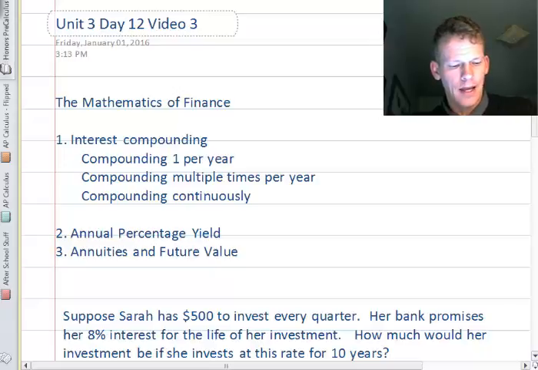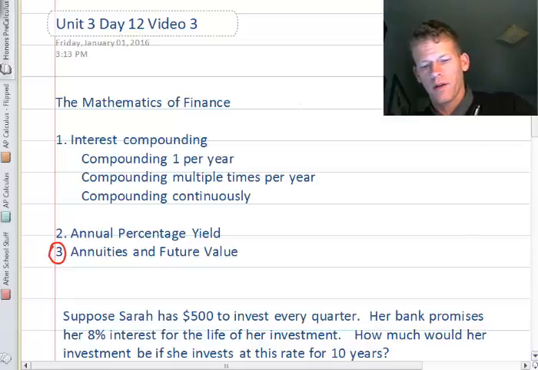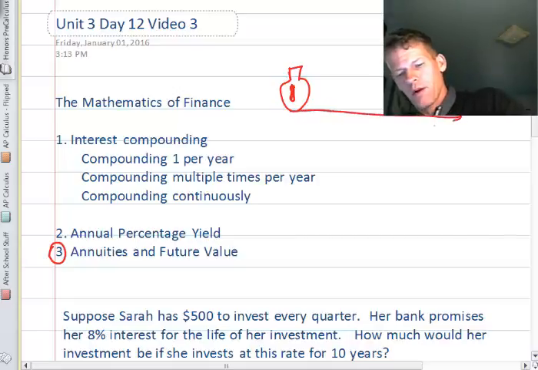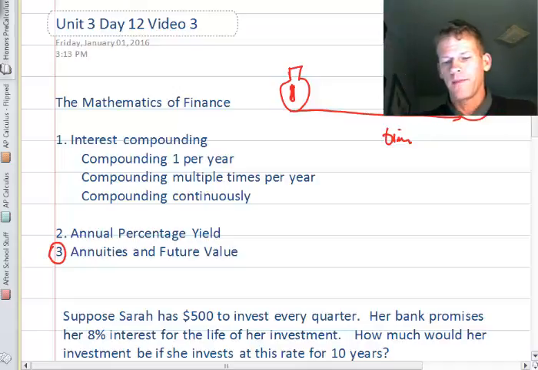So what we're going to talk about in this video is annuities and future value. Most of the problems we've done so far consider that you're given, well this looks like a pumpkin, but let's just do a bag of money. You're given a bag of money and you invest it for a period of time and you hope it grows into a really big bag of money.